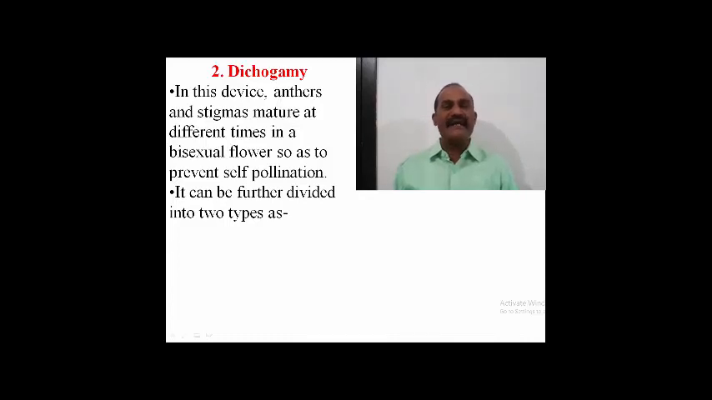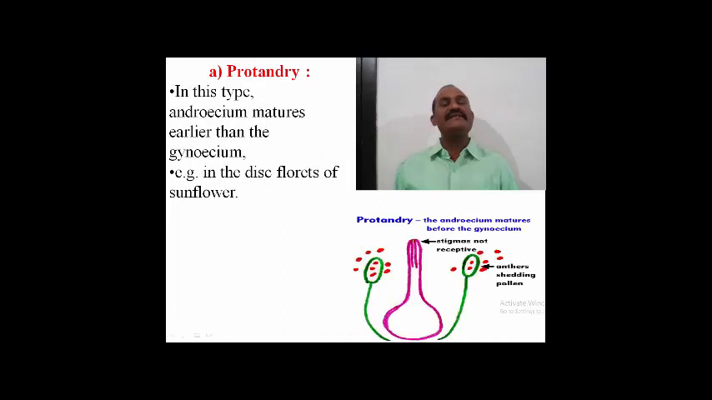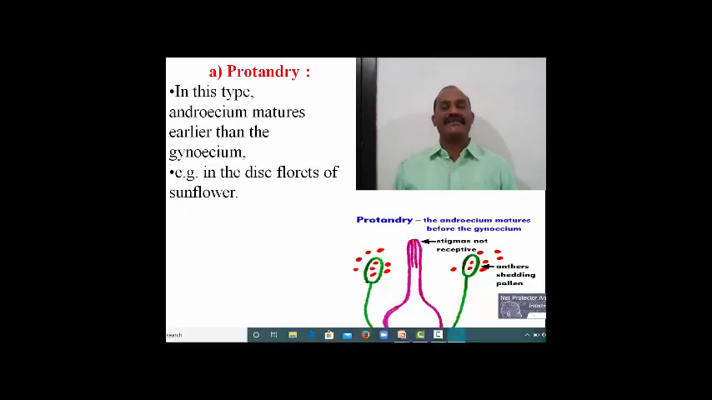It can be further divided into two categories. The first one is called protandry. Very easily you can understand: prota means first, andry means androecium. In this type, the androecium matures first, earlier than the gynoecium. So the androecium is ready, pollen grains are ready, but the gynoecium is not ready. As a result, self-pollination is avoided, and cross-pollination becomes the rule.